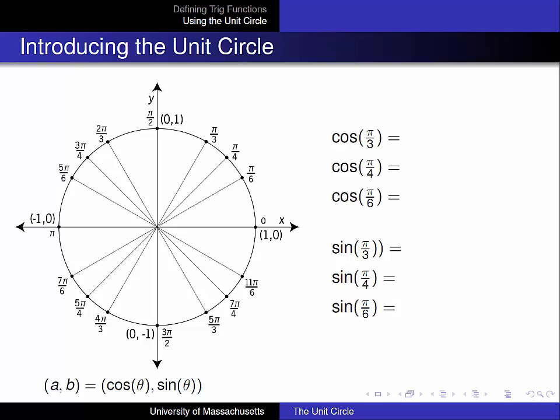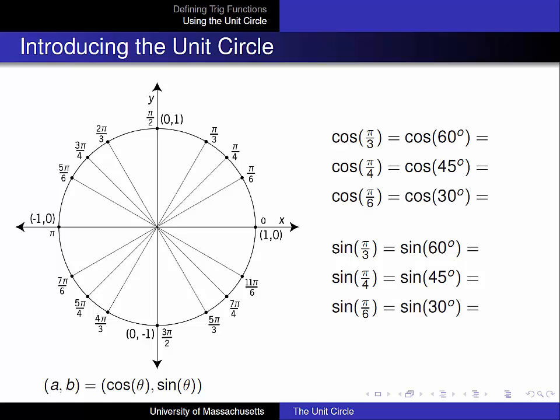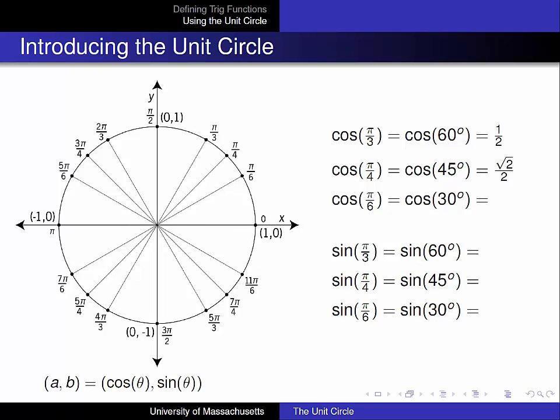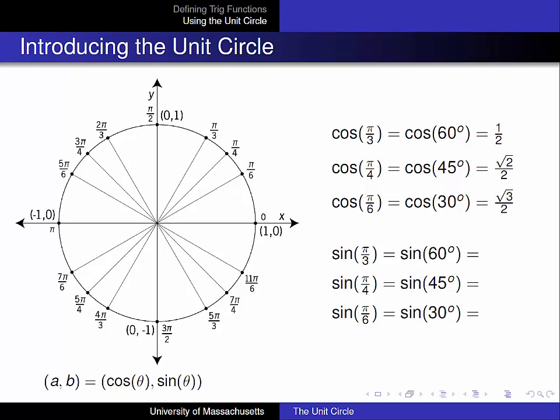Okay, so looking just at those values in the first quadrant, we have pi over 3, pi over 4, and pi over 6. Since pi over 2 is 90, that tells us that pi over 3 is 60 degrees, pi over 4 is 45 degrees, and pi over 6 is 30 degrees. We know that cosine of 60, or cosine of pi over 3, is 1/2. Cosine of pi over 4 is square root 2 over 2. Cosine of pi over 6 is square root 3 over 2.